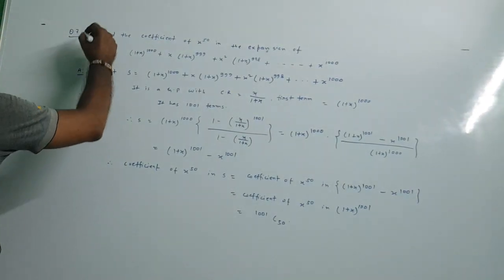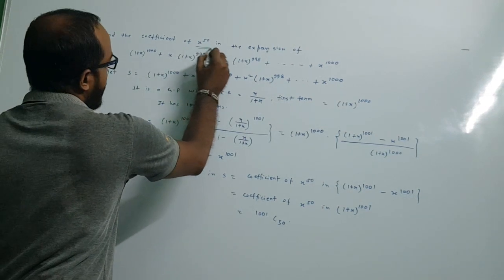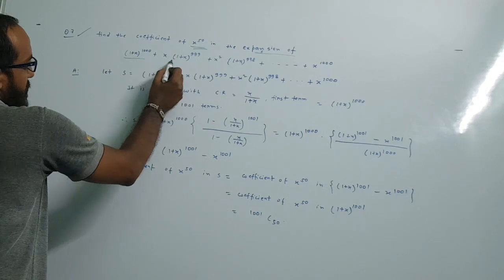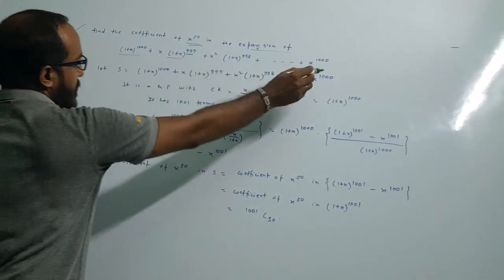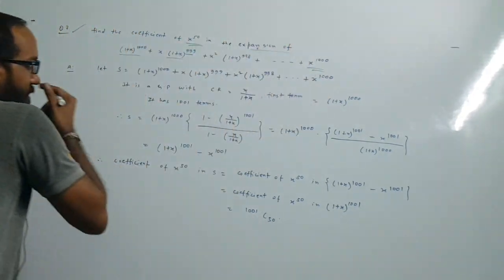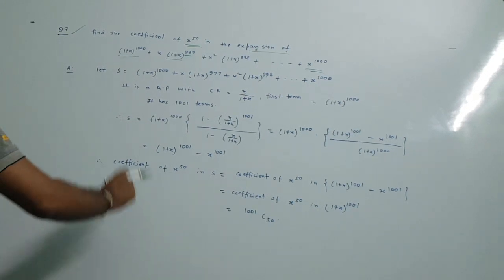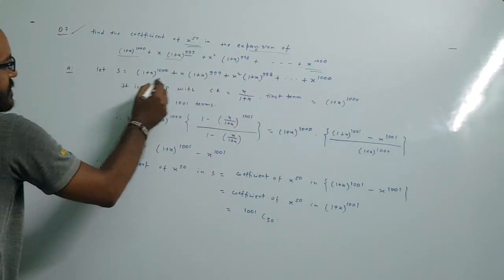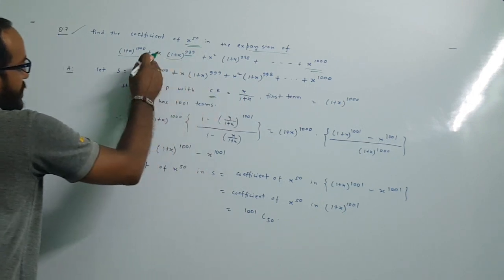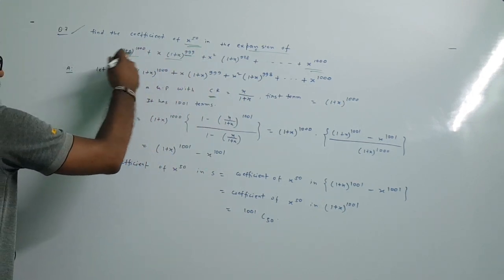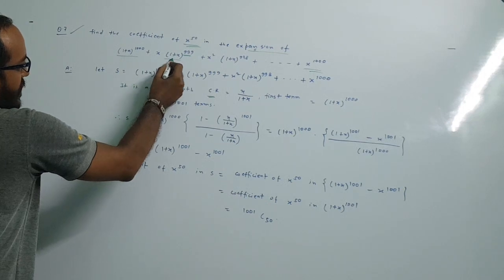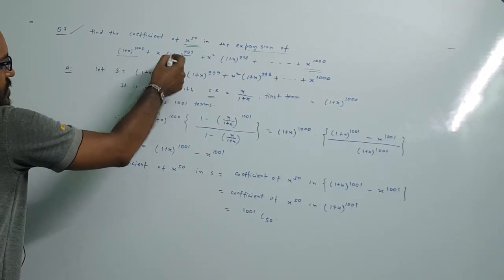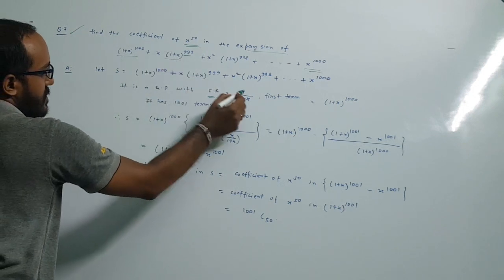So let us see another problem. Find the coefficient of x to the power 50 in the expansion of 1 plus x to the power 1000 plus x into 1 plus x to the power 999, and it is going like this, up to x to the power 1000. Clearly it can be seen that it is a GP series with a common ratio. The common ratio is the next term by the first term. So x into 1 plus x to the power 999 by 1 plus x to the power 1000 would be your x by 1 plus x, right?